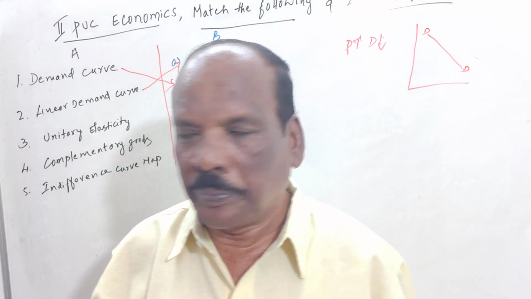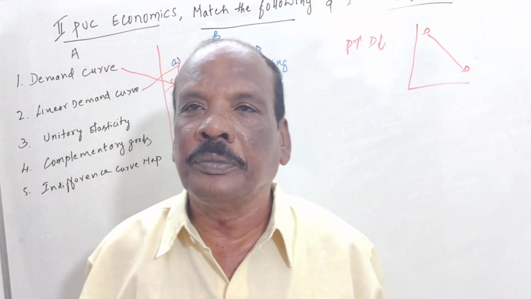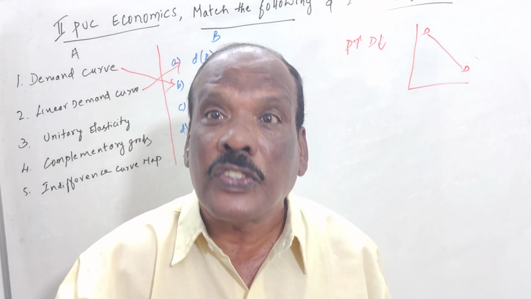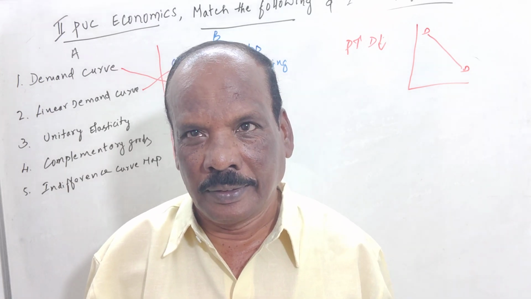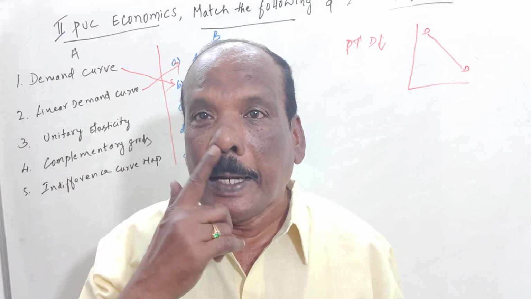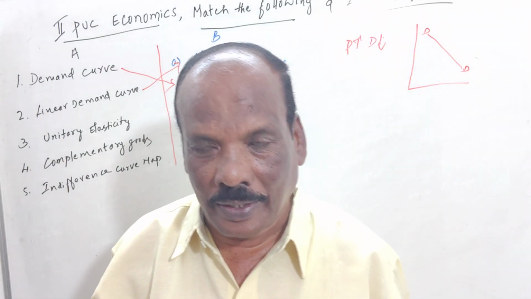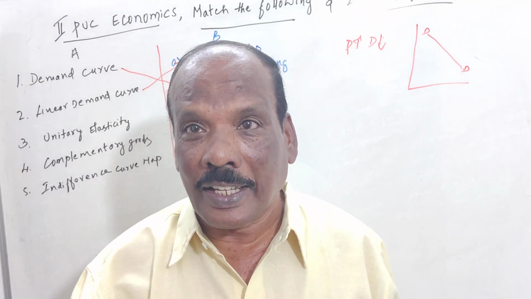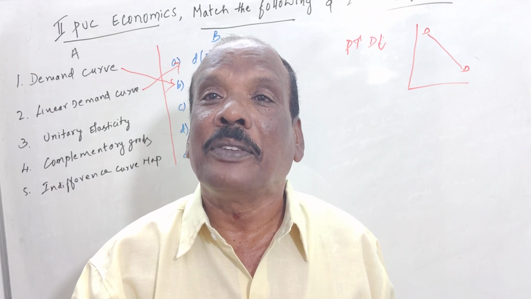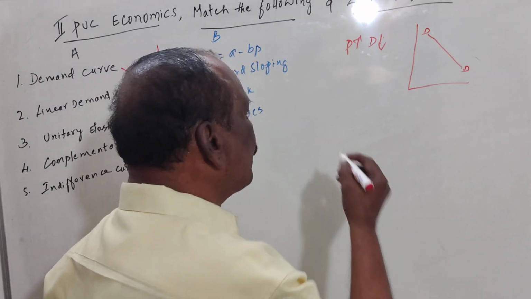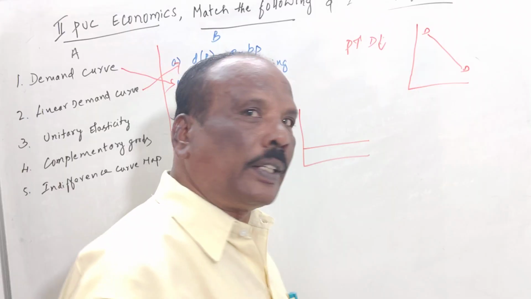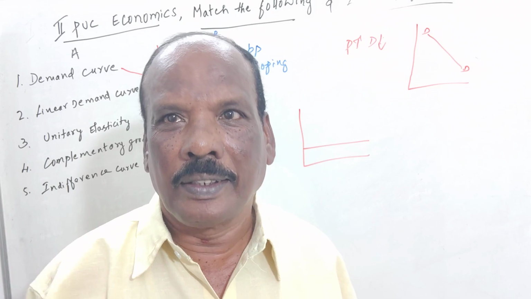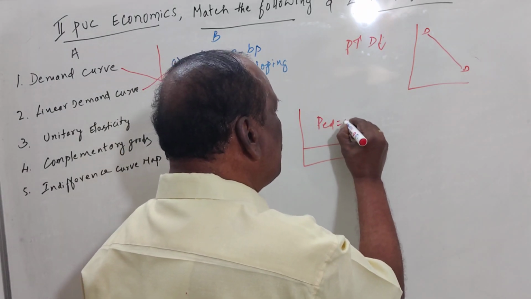Coming to the third one, unitary elasticity. What is elasticity? Elasticity is nothing but the measure of responsiveness of demand to changes in the price of a commodity. That's the definition. In price elasticity of demand, we find 5 classifications: perfectly elastic, perfectly inelastic, unitary elastic, relatively elastic demand, and relatively inelastic demand. In perfectly elastic demand, a slight change in price leads to an infinite change in demand. This is called PED equal to infinity.